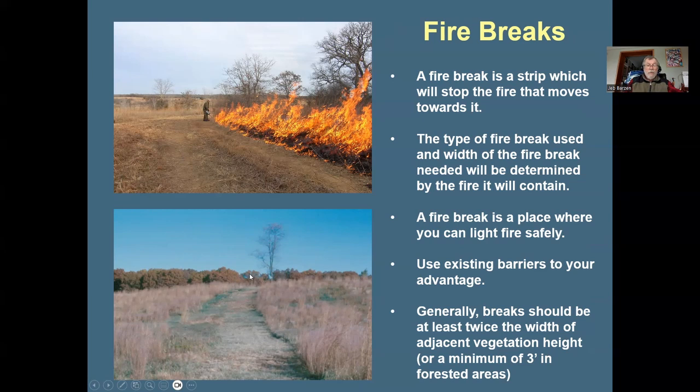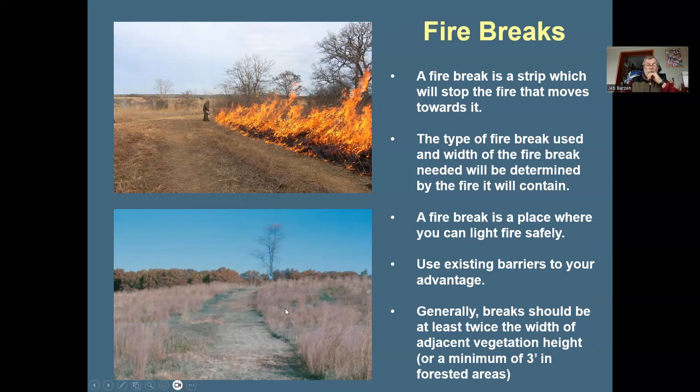Another example is this break is mowed, and then the materials are removed from that break so that there's no down dead material standing right next to the break. And so if you're going to burn this unit, you might light your backing fire right along the edge here, or if you're burning this unit, you might light backing fire right along here. So you need to be able to light fire safely.